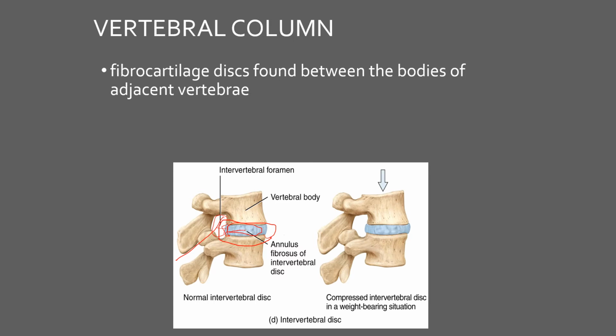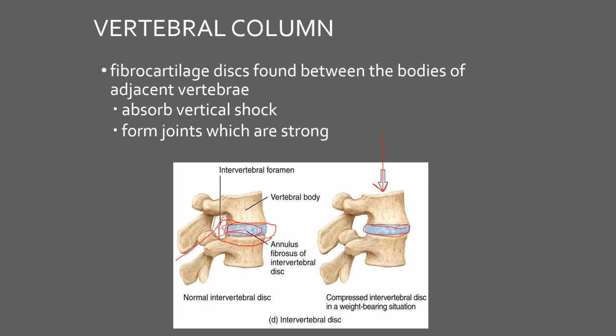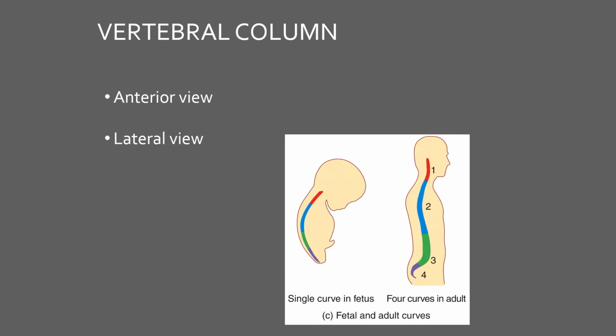Right, and then this is showing you that you can have compression. So you have pressure from the weight of your body placed on the vertebrae of the vertebral column, the bodies, and that's sometimes what leads to problems with the disc slipping out of place. Right, the discs are there to absorb shock, these fibrocartilage discs. And these should be very strong joints so that your backbone is able to resist a lot of stress.